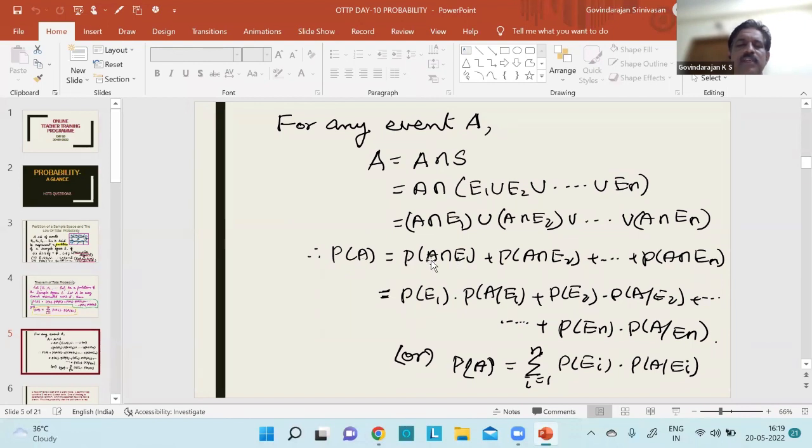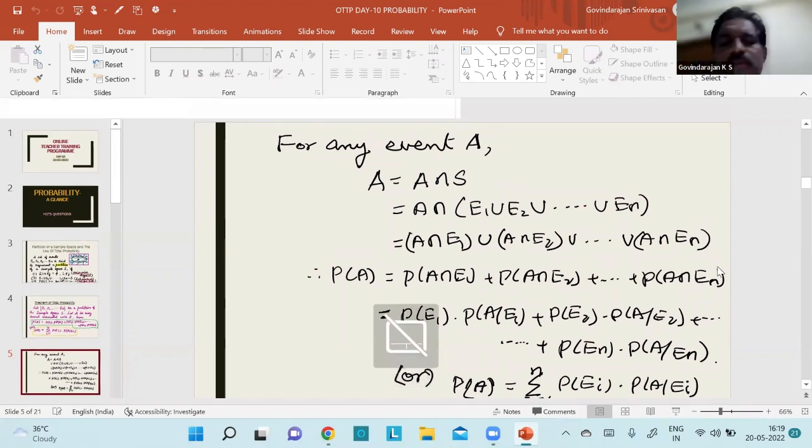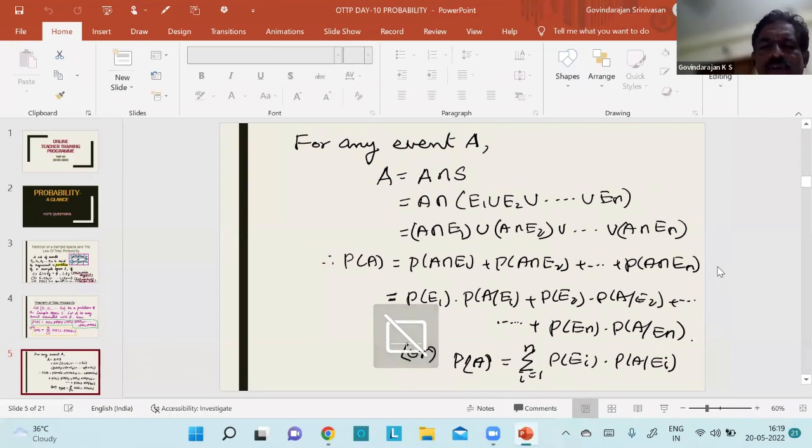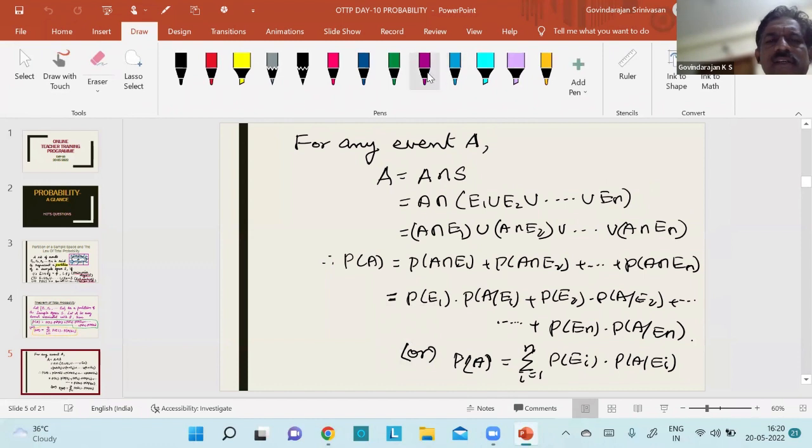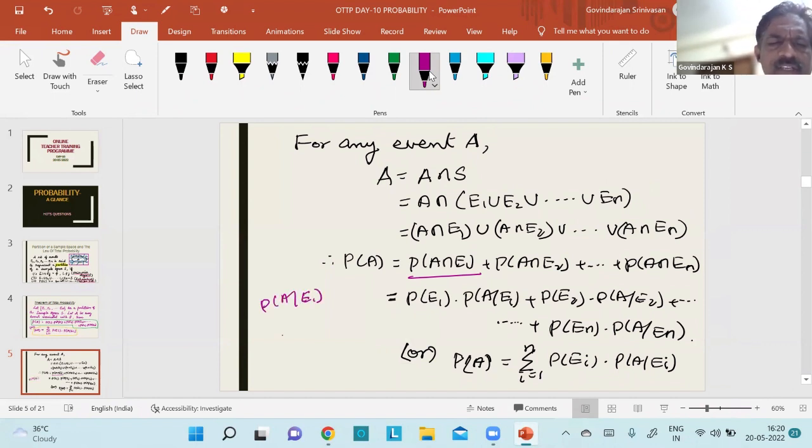probability of A is equal to probability of A intersection E1 plus probability of A intersection E2, etc., probability of A intersection En. Now, by using the conditional probability, probability of A intersection E1. So probability of A given E1 is equal to probability of A intersection E1 over probability of E1. This is a conditional probability, you know that, because this is a basic definition. I'm not going to explain this; already we know conditional probability.